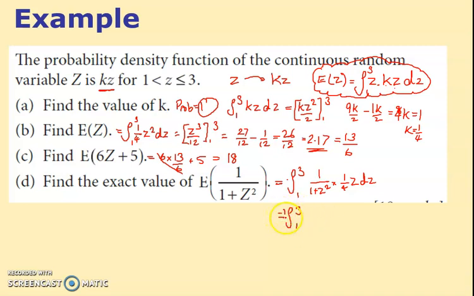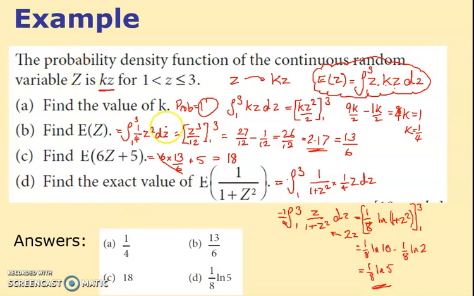The quarter I'll bring out to the front, and it becomes z over 1 plus z squared. And you'll notice, if I differentiate the bottom, I get 2z. And that matters because that on the top is a z. So I think it's a quarter of the log of the bottom. But it's 2z, so I think it's actually an eighth. I'm going to substitute those numbers in. So I've just subbed them in and simplified, and it gives me an eighth log 5.